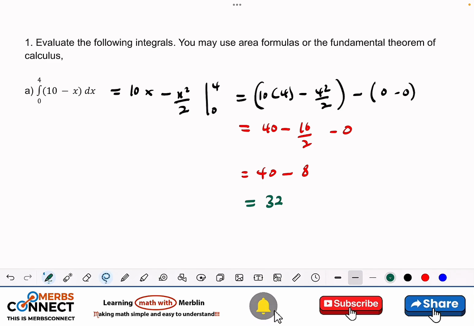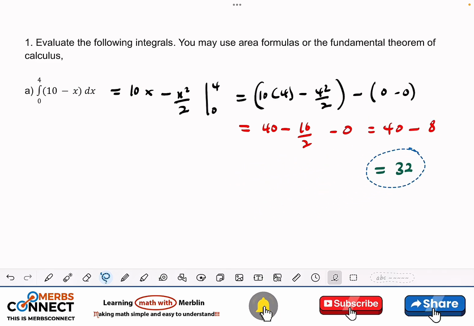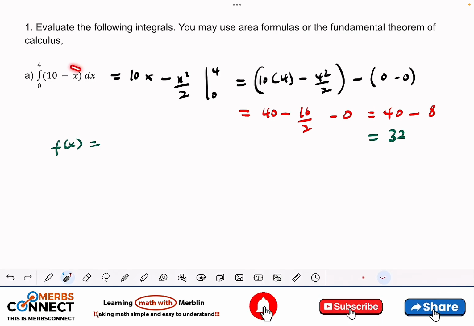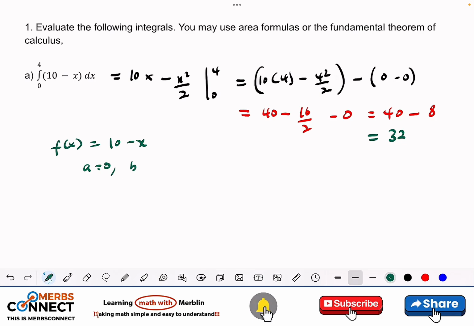But let's think about the area. If we just need to use the area to do that, what are we going to do? With the area under the curve, we are going to pick a function, let's say f of x, equal to what is here. We know that basically this is not f of x, it's like f prime of x, because it is a function that has been differentiated and we are integrating. But let's assume that it is f of x. So we are going to have 10 minus x, and the x values are 0 and 4. So let's assume a is 0 and b is 4.